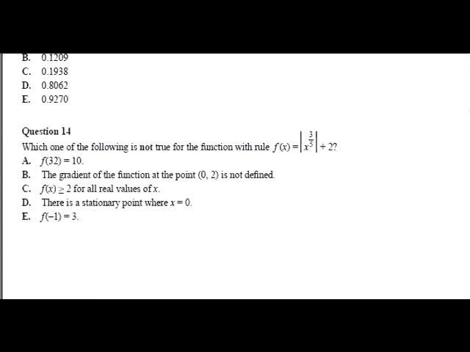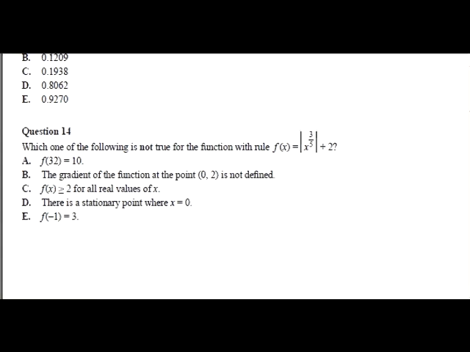You could just go through them one by one. Or if you have a quick glance, you'll notice that B and D are contradictory. If you find one of these, which one is true, which one is not true, and then 2 of them are contradictory, you know that the other 3 are irrelevant. So B says the gradient is not defined at some point at x equals 0, and then D says there's a stationary point there. So obviously they can't both be true.